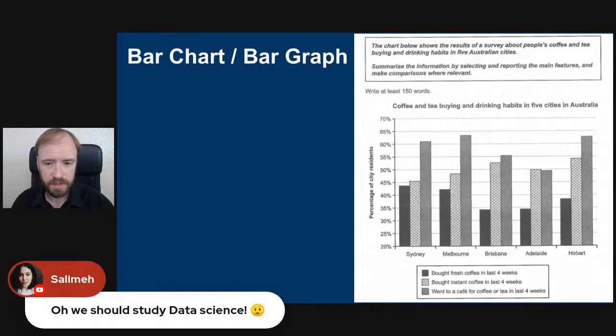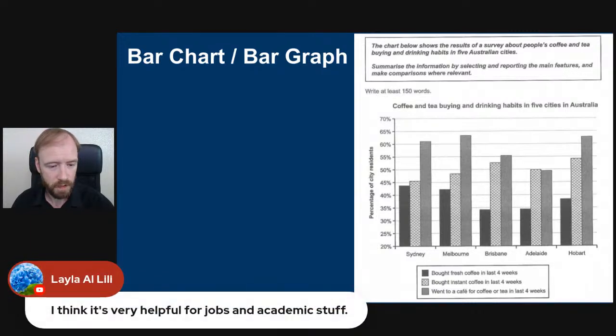We should study data science. Well, this is at a basic level. Everyone here can read these charts and graphs. You can read it. It just takes a little practice. I think it's very helpful for jobs and academic stuff. It's essential for jobs and academic stuff. And of course, it's also useful for your general English.